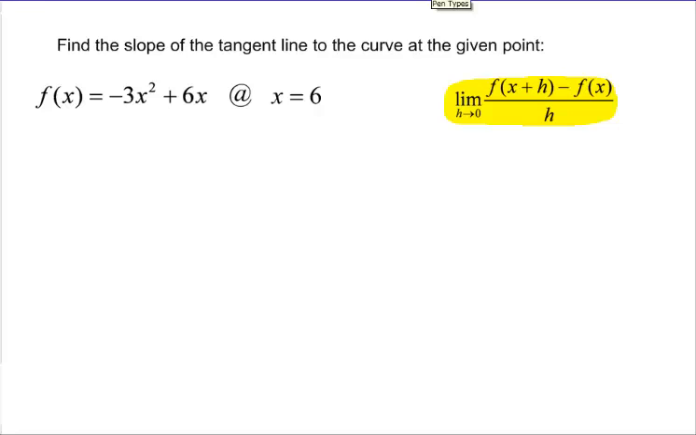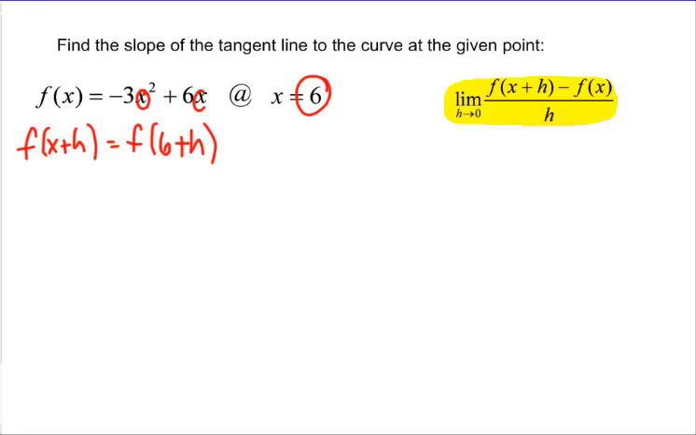It's really important to understand what's going on when we're using it. So what we need is this f of x plus h. Here's what x is. So the function f of x plus h is actually going to be f of what x is, 6 plus h. So look inside our function, and everywhere that we see x, we put 6 plus h in. This will give us negative 3 times 6 plus h squared plus 6 times 6 plus h.